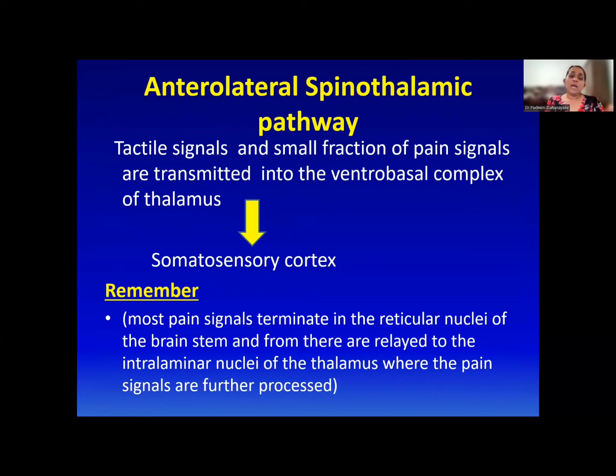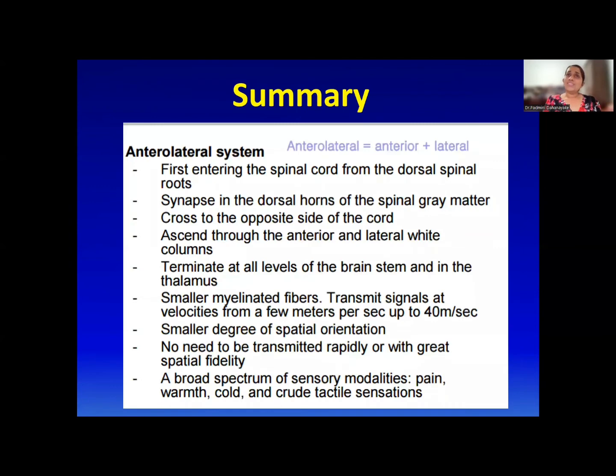Then what will happen? Tactile signals, this crude touch sensation, and a small fraction of pain signals will be transmitted to the ventrobasal complex of the thalamus, that is the third order neuron, and from there to the somatosensory cortex, that is somatosensory area 1. Okay, so it's clear now.